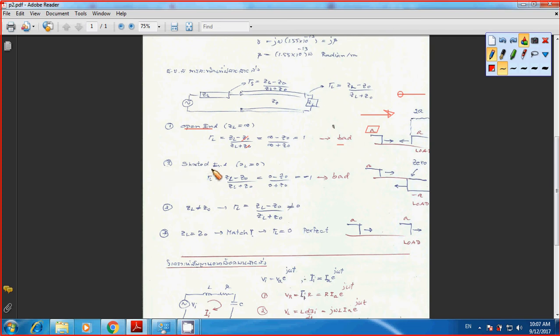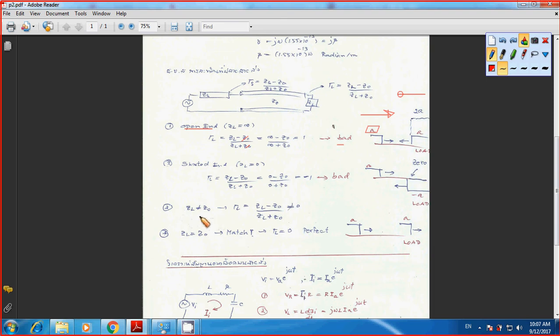And for the shorted end of the transmission line, you have ZL equal to 0. Then your tau L is going to be equal to negative 1. That's even worse, because when you have the forward voltage to be A, you have the backward voltage to be negative A. Because the reflection coefficient is equal to negative 1, you have the opposite sign of your signal. And when you add it up, it gives you 0. That means the load doesn't receive any signal at all.